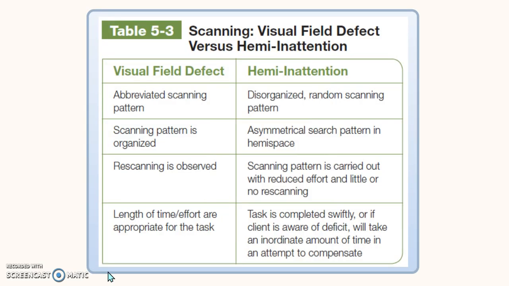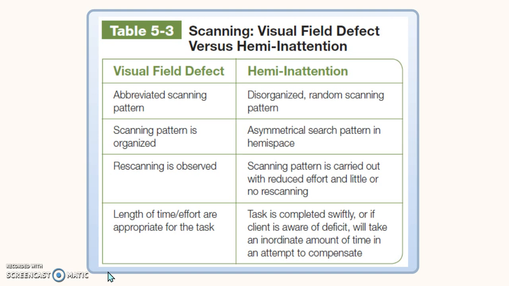This is the table for scanning visual field defect versus hemi-inattention. So these are the differences between the two. For visual field defect, the main focus is abbreviated scanning patterns. The scanning pattern is organized, and rescanning is observed. The length of time and effort are appropriate for the task.